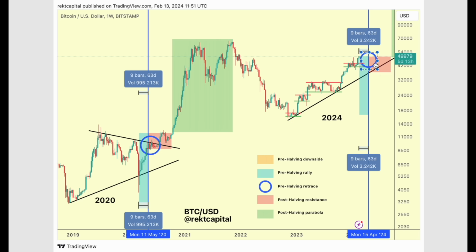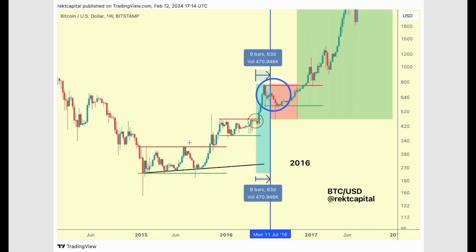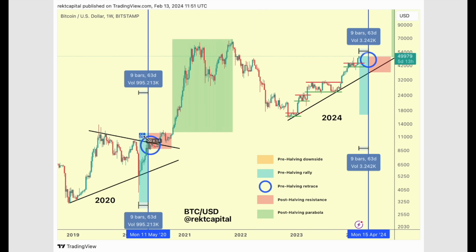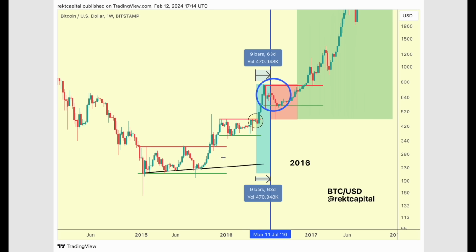That still lies several weeks in the future, but if we focus on the previous cycles, in the past we've seen a lot of retracement around the halving event itself, and if the pre-halving rally tends to occur 60 days, 2 months before the halving event itself, approximately 2 to 4 weeks before the halving is when we see the pre-halving retrace. So let's focus on 2016 to talk more about this pre-halving retrace in a bit more detail.